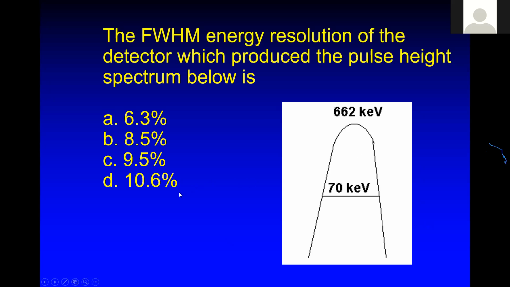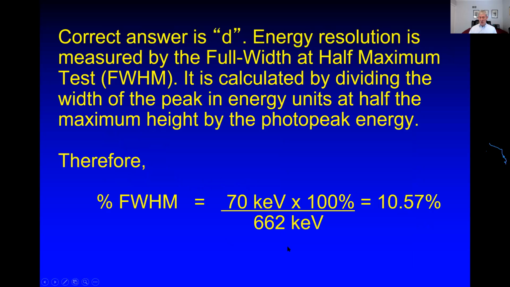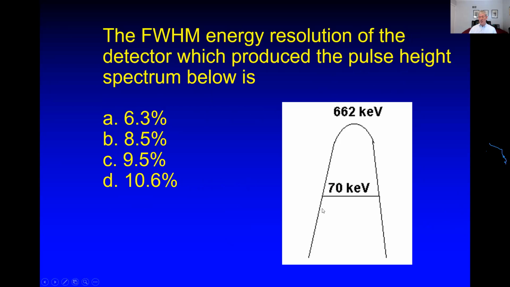9.5. Sure. D. 10.6. 10.6%. Sure. Here's your math. 70 divided by 662 is 0.1057 times 100. So roughly 10.6%. Now, let me back up and ask you another question.